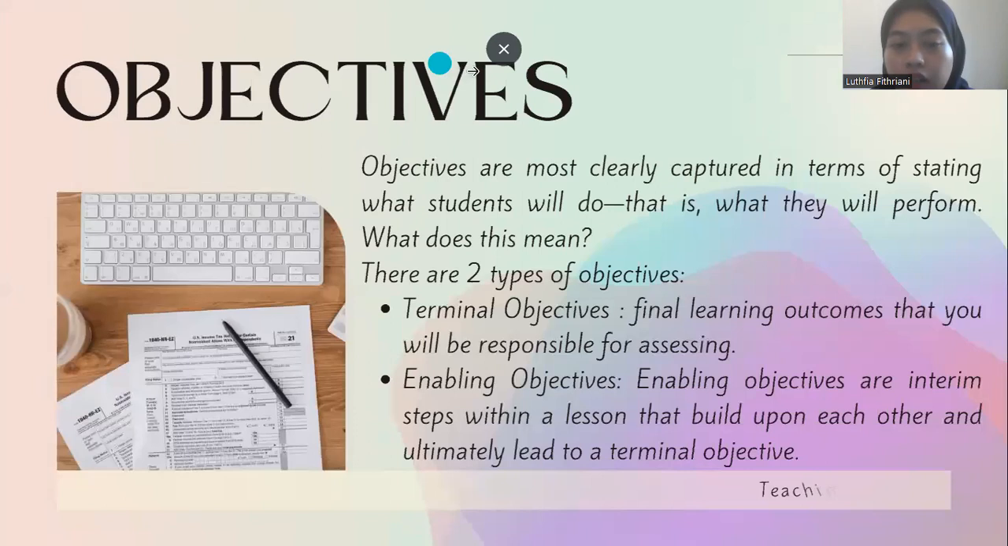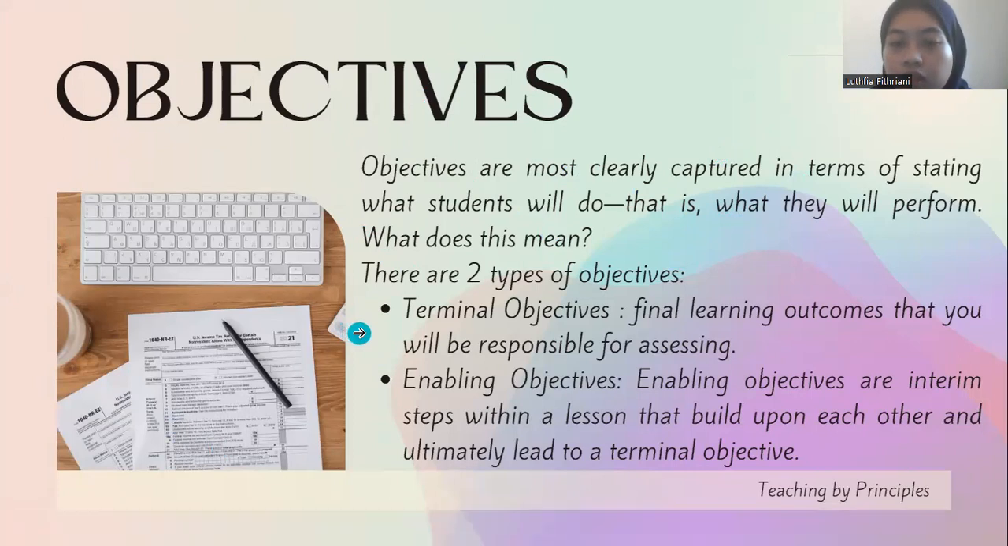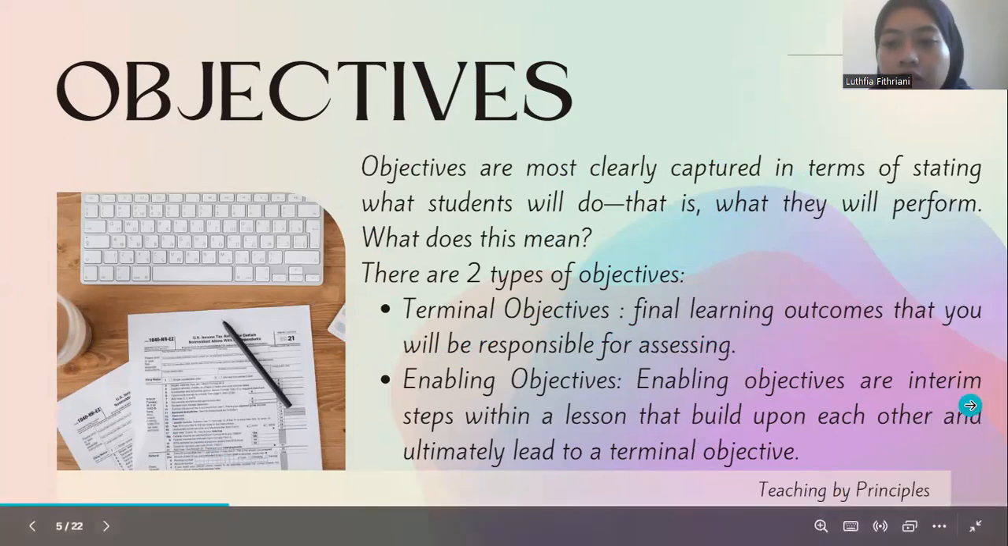The second is objective. Objectives are most clearly captured in terms of stating what students will do, that is, what they will perform. There are two types of objective: terminal objective and enabling objective. Do you know what is the difference? So, terminal objective is a final learning outcome that the teacher will be responsible for assessing, while enabling objectives are interim steps within a lesson that build upon each other and ultimately lead to a terminal objective.